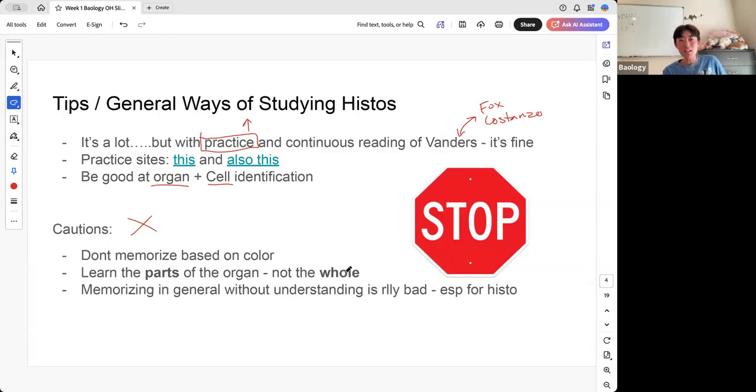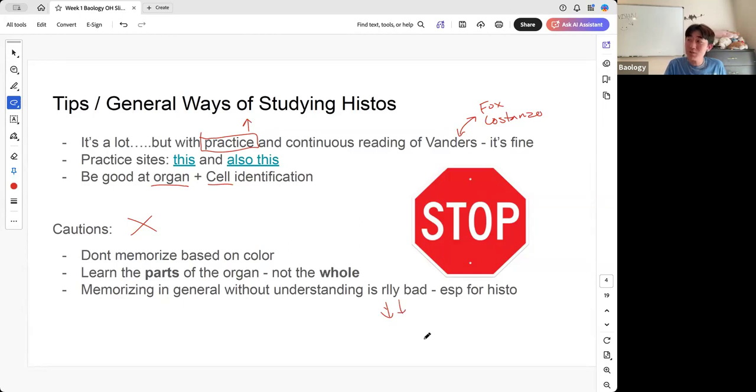I guess, okay, my guess as to what he means is that different organs or different parts of an organ can have different specializations, and because of this difference in function, they will often have different forms. So, for example, the small intestine has the duodenum, the jejunum, the ileum, and because these parts have different functions, they will have different forms and therefore different histologies. So it's important to associate those histologies with the part of the organ as opposed to the whole organ of the small intestine. And yeah, memorizing in general without understanding is bad, not good.